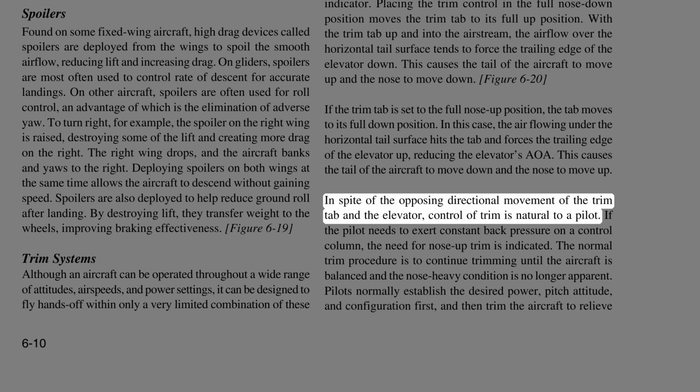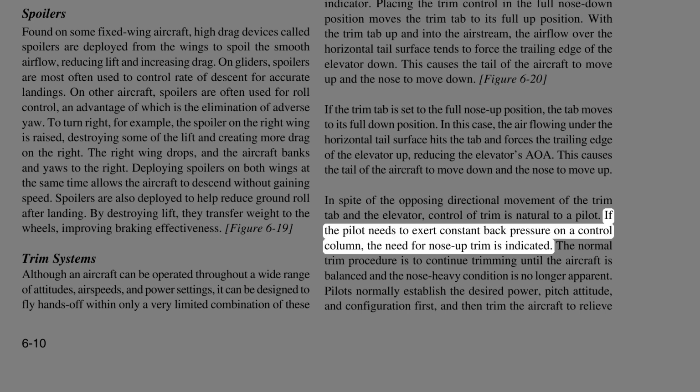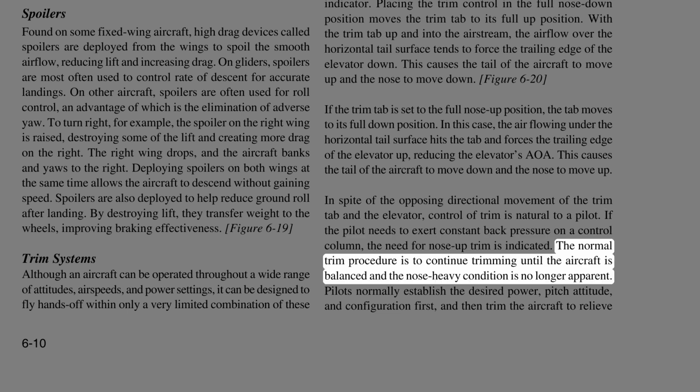In spite of the opposing directional movement of the trim tab and the elevator, control of trim is natural to a pilot. If the pilot needs to exert constant back pressure on a control column, the need for nose-up trim is indicated. The normal trim procedure is to continue trimming until the aircraft is balanced and the nose-heavy condition is no longer apparent.